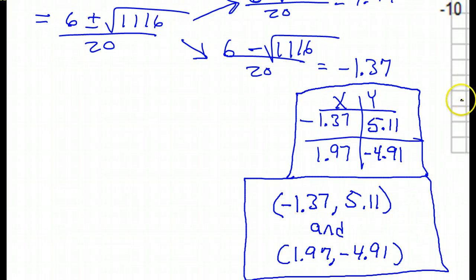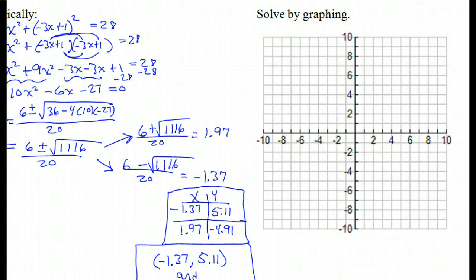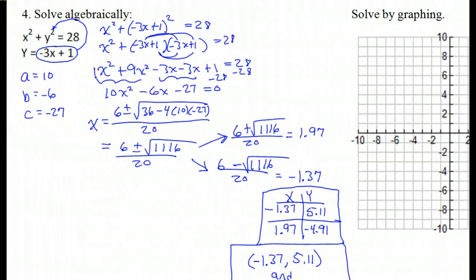Okay, now let's go graph it and see if we were right. Let's go ahead and do the graph now. Well, x squared plus y squared equals 28. That means that the center is 0, 0, because it's just x squared and y squared. What about the radius?